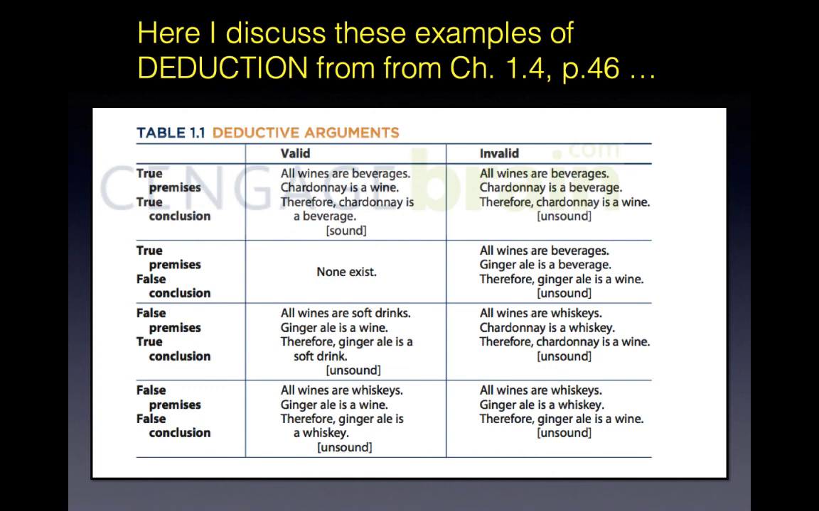Now, look at the logic here. It's a categorical claim, which we can interpret as a conditional. I'll read it this way: if it were the case that all wines are whiskeys, I know it's not, but if it were the case, and if ginger ale was one of the wines, contained in that set of all of the wines, then ginger ale would automatically be a whiskey. I know it's not, but the point is, were it in that group called wines, it would automatically be in the group called whiskeys, because wines are going to be a subset of whiskeys according to this.